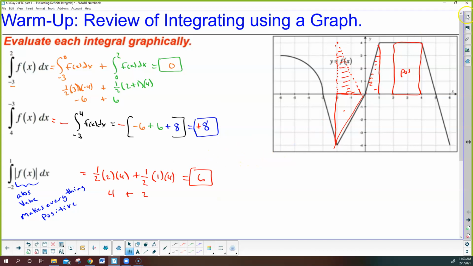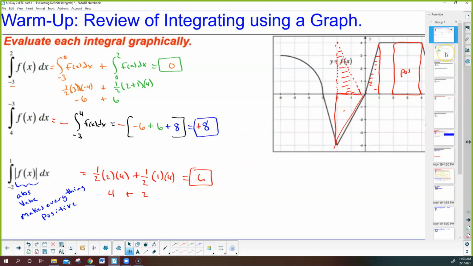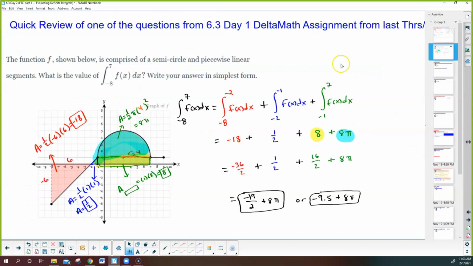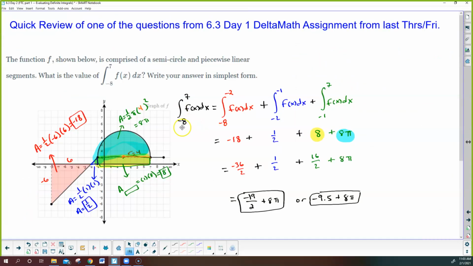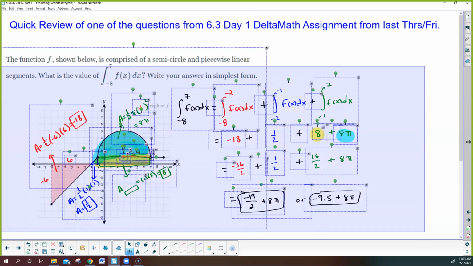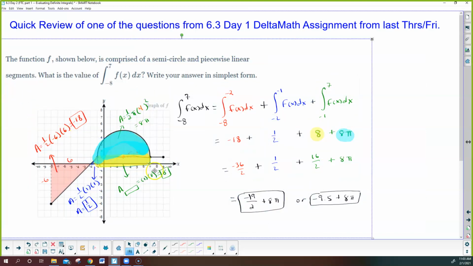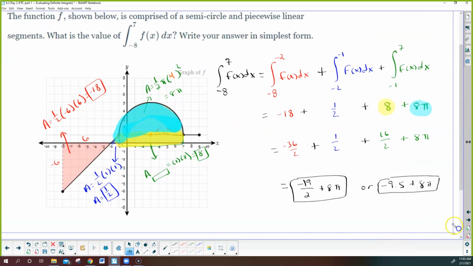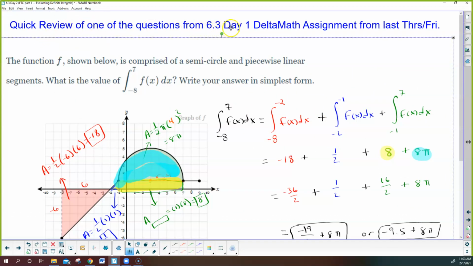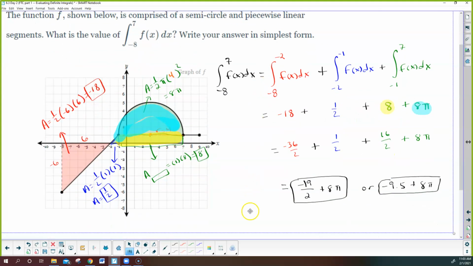Okay, you had questions like this on the Delta Math homework, and one of those was this problem right here. And a couple of people said they had questions on it, so what I decided to do was I did it for you. I did what I would do with it, and I'm just going to show you my work here just to kind of give you a little bit of feedback. So this was one of the questions from the 6-3 Day 1 Delta Math assignment from last week. So kind of take a look at what I did. And I tried to show the properties and all of the work and why it's set up.